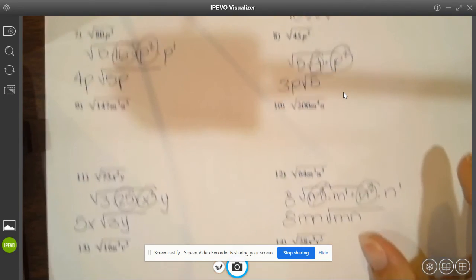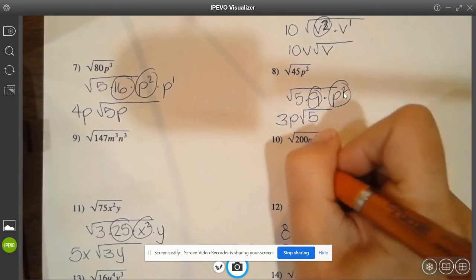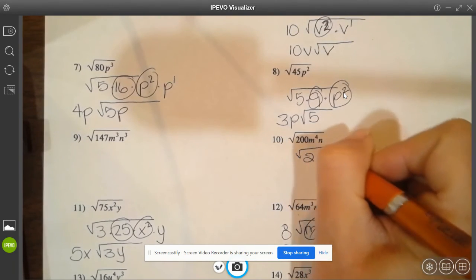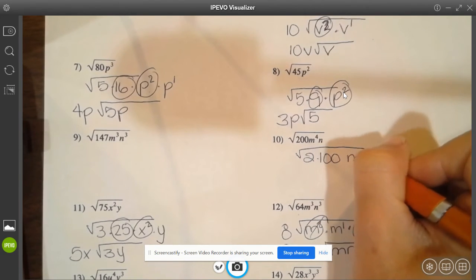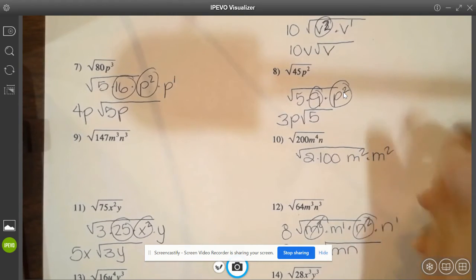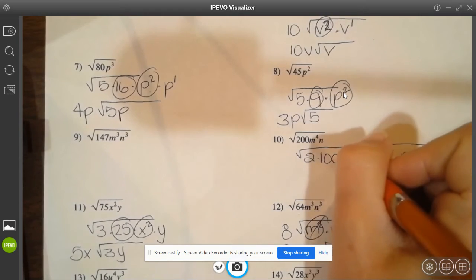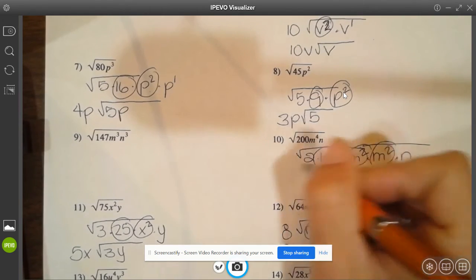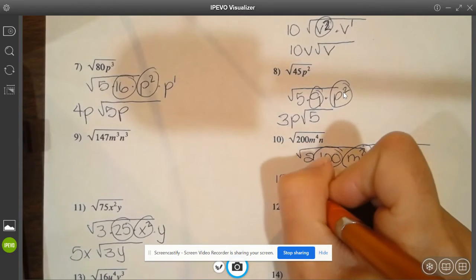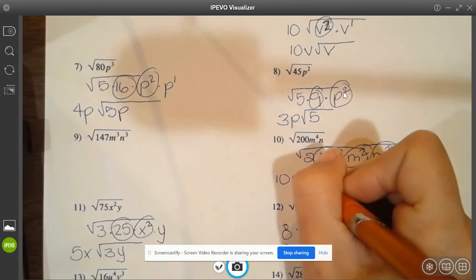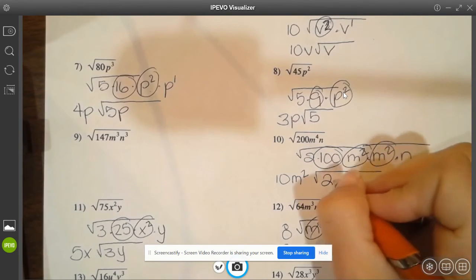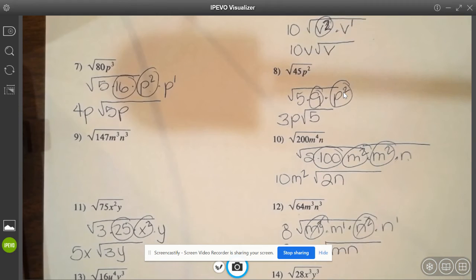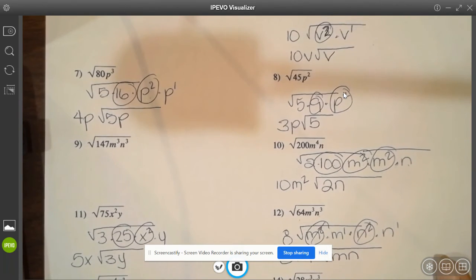On the 4, you can take 2 out. So that is 2 times 100, which is a perfect square, and then you have m squared times m squared. That's 2 of them, right? 2 pairs, and then times n. So you can take the square root of this, and this. So you get 10m squared, right? You get 2m's, and then times 2 times the square root of 2n. And that's the answer right there. Okay.